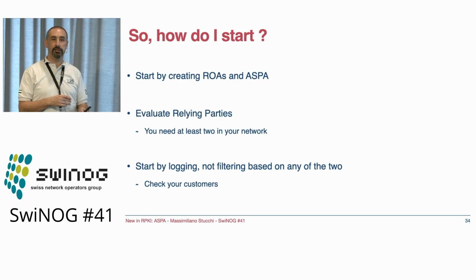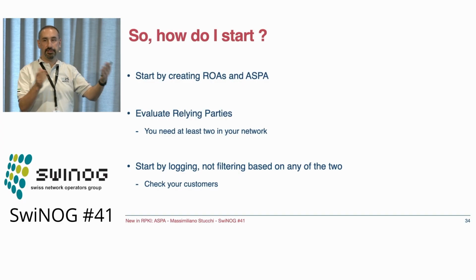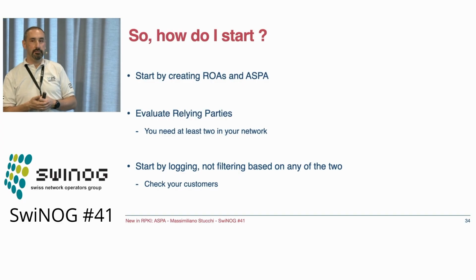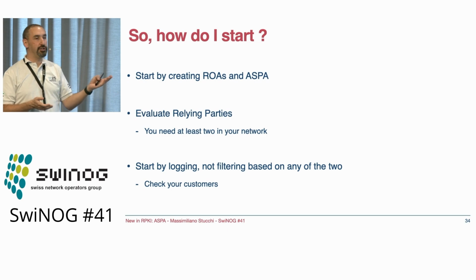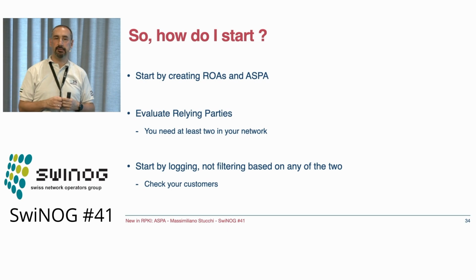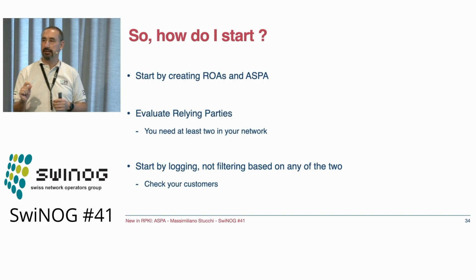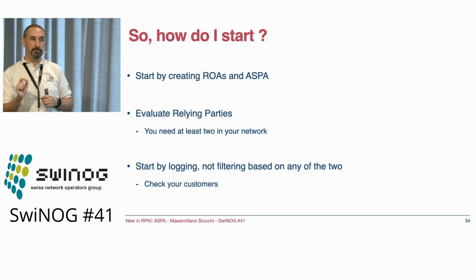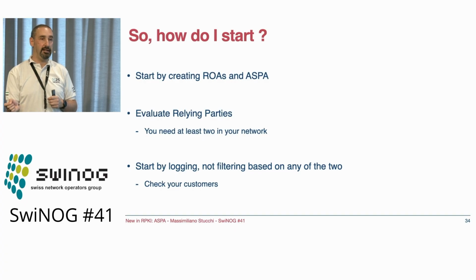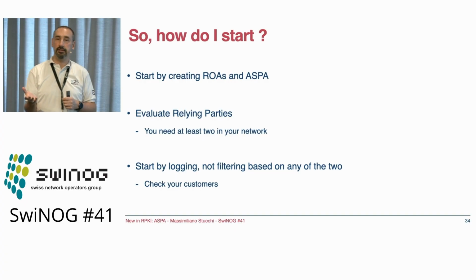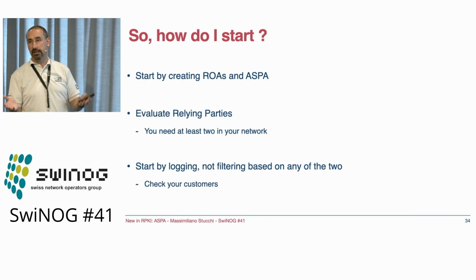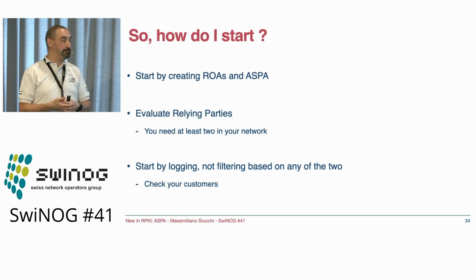So it gives you a way to check your customers, how they're doing, and also check the rest of the internet. It was mentioned in the talk this morning that there is a small percentage of paths that come out as invalid in ASPA. So I would start having a look at those and see if they involve any of your customers, any of your routes. So I would start from there.